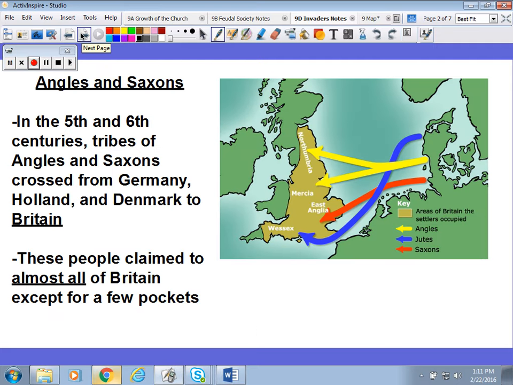All right, a couple of different groups of invaders that we're going to talk about. These people are going to wreak havoc on Europe during this time period, that 500 to 1000 CE window that we've been talking about this unit. The first one are Angles and Saxons.